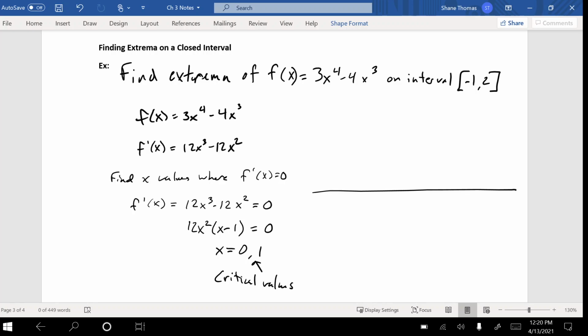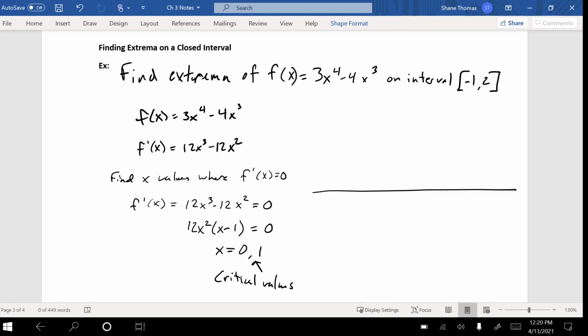I also have to evaluate the endpoints, because they kind of got chopped off. I'm just essentially taking a function. Lord knows what it's doing. It could be something like this, and then all of a sudden it's chopped to here and here. So I have to evaluate those endpoints as well.